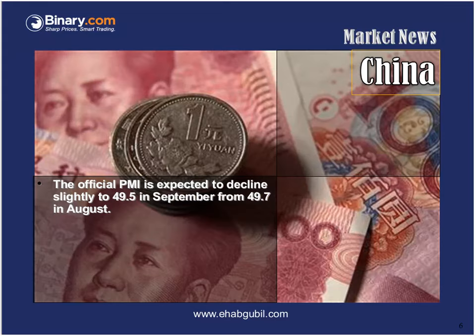China still attracts much attention. We expect the official PMI to decline slightly to 49.5 in September from 49.7 in August. We expect service PMI dropped to 51 in September from 51.5 in August, as the weakness in the industrial sector should have some spillover to services as well.